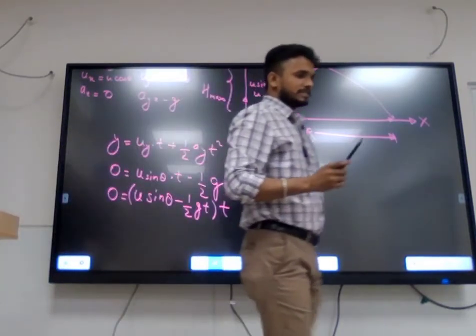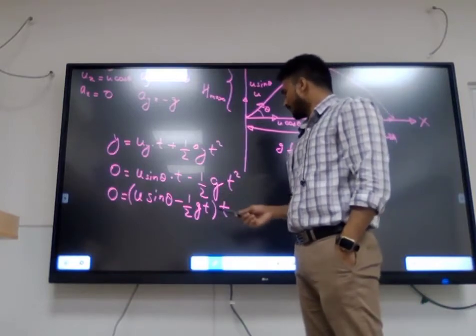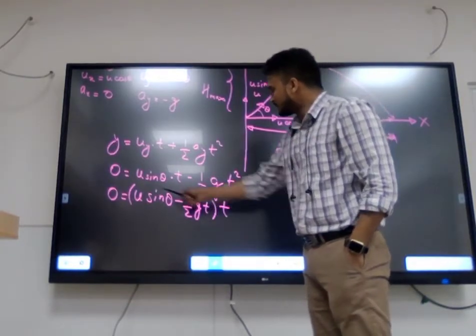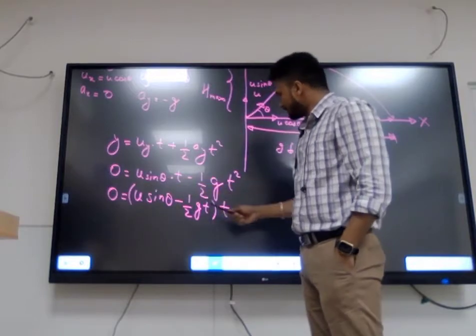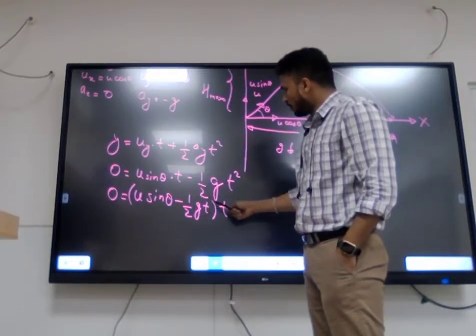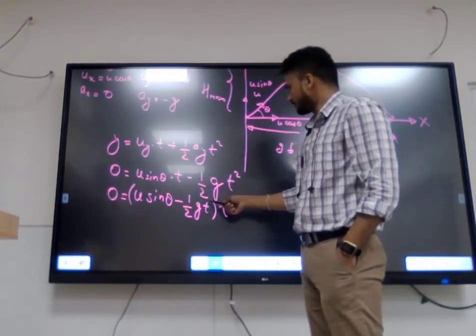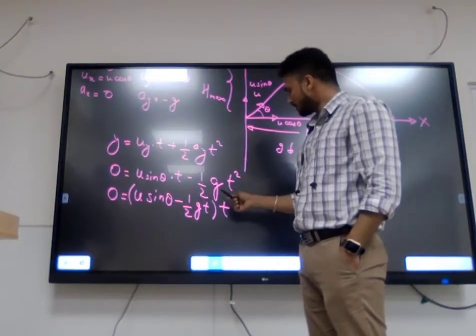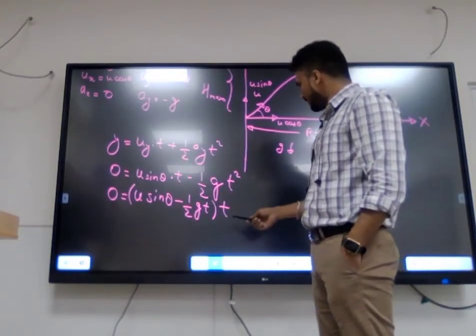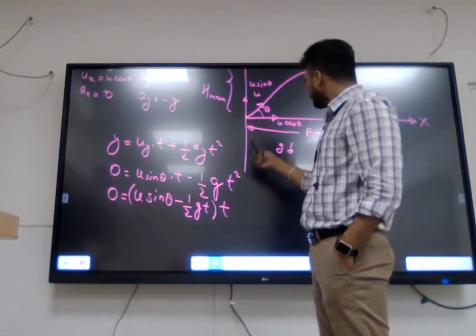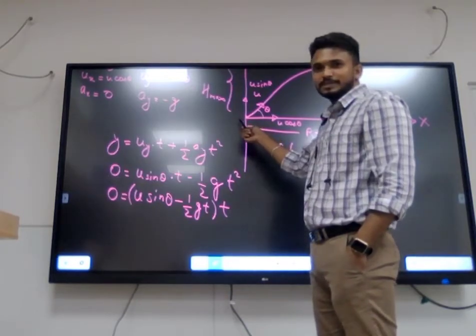Now, what does this expression tell you? It tells us that to make the left hand side equal to 0, either t should be equal to 0, or the whole value u sine theta minus half g t should be equal to 0. Now, definitely when time is 0, the object has 0 displacement.